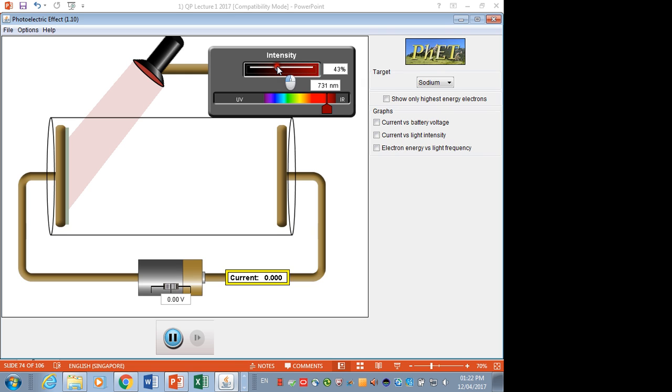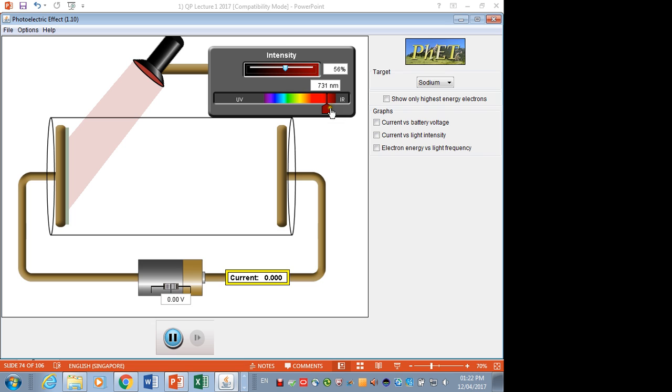Got photons come out. Photons is the light. So the stronger the light, the larger the number of photons. But got electrons not? No electrons. So let me put this at 50.